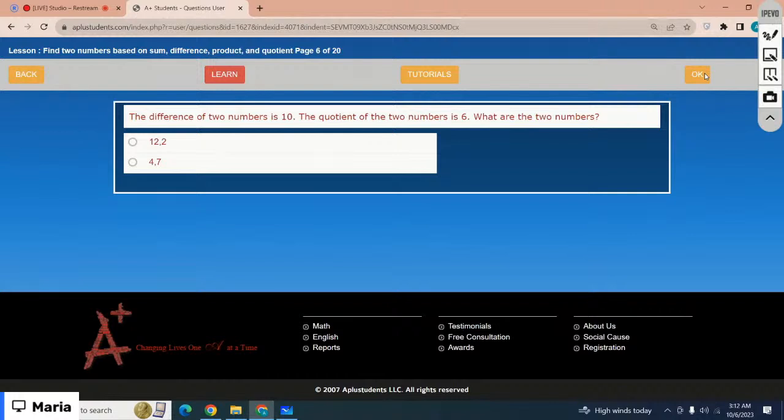The difference of two numbers is 10. The quotient of two numbers is 12. What are the two numbers? Which is the correct option? You need to find two numbers. When you subtract them, the answer is 10, and when you divide them, the answer is 6. You are given two of the options, 12 and 2, and 7 and 4. So, which option is the correct one?